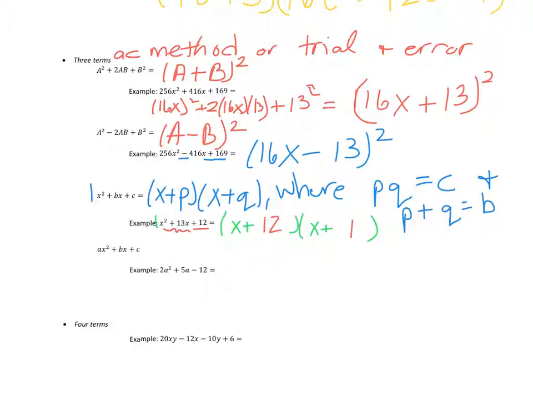All right, and then finally we have ax squared plus bx plus c. You can always use your guess and check, trial and error. We saw that that can be a little bit problematic sometimes. But essentially what we're going to be doing is finding two numbers and replacing the middle term with those two numbers.